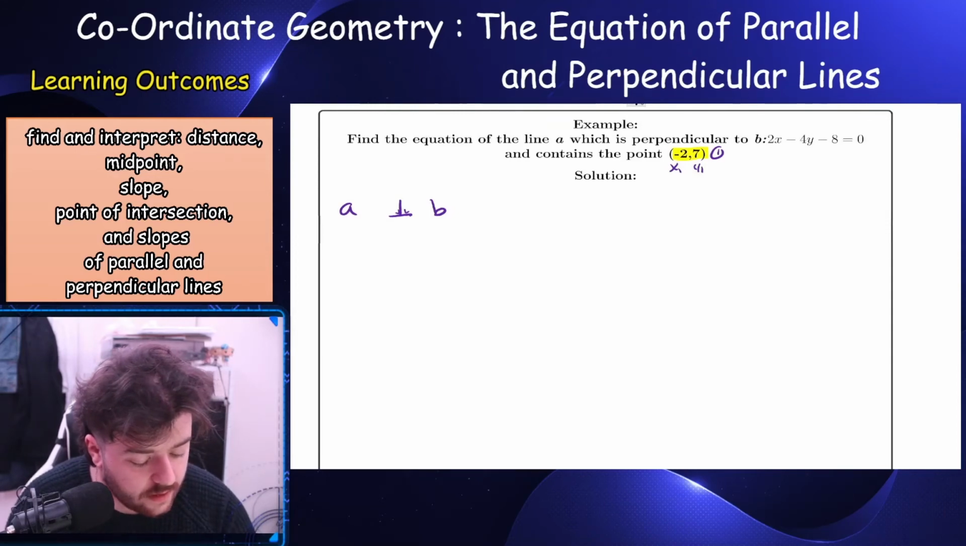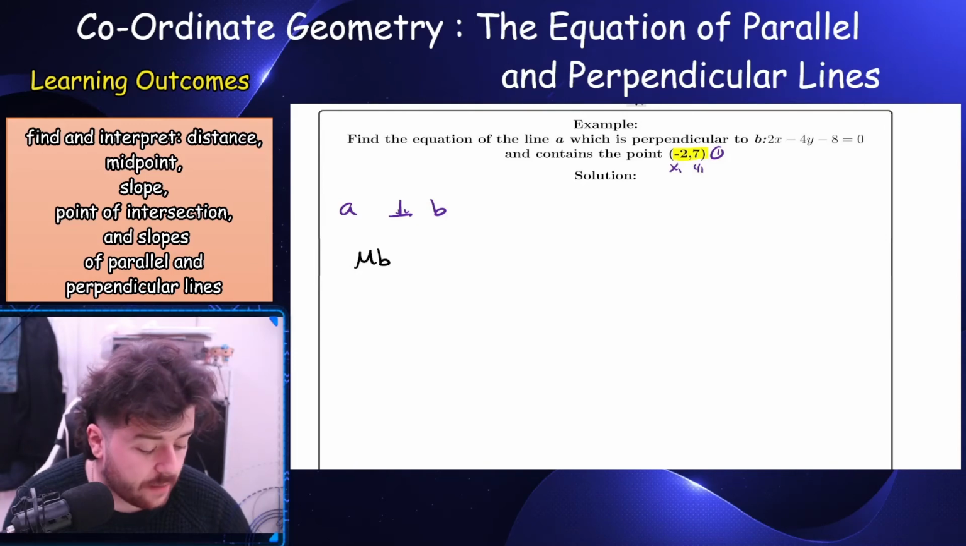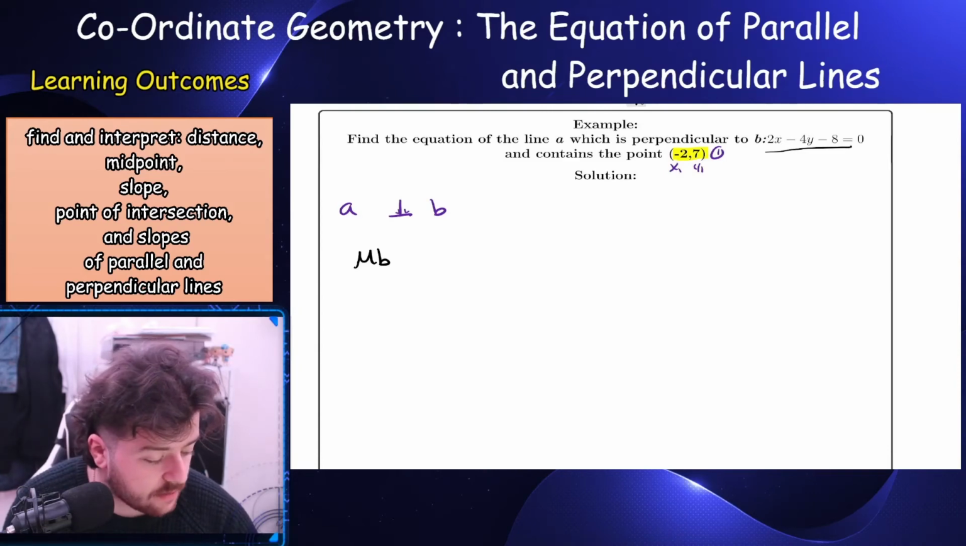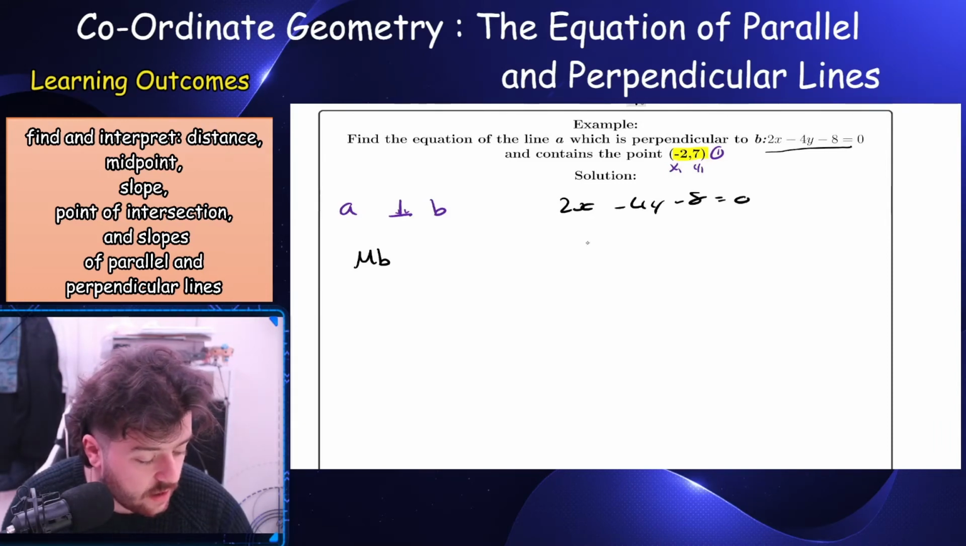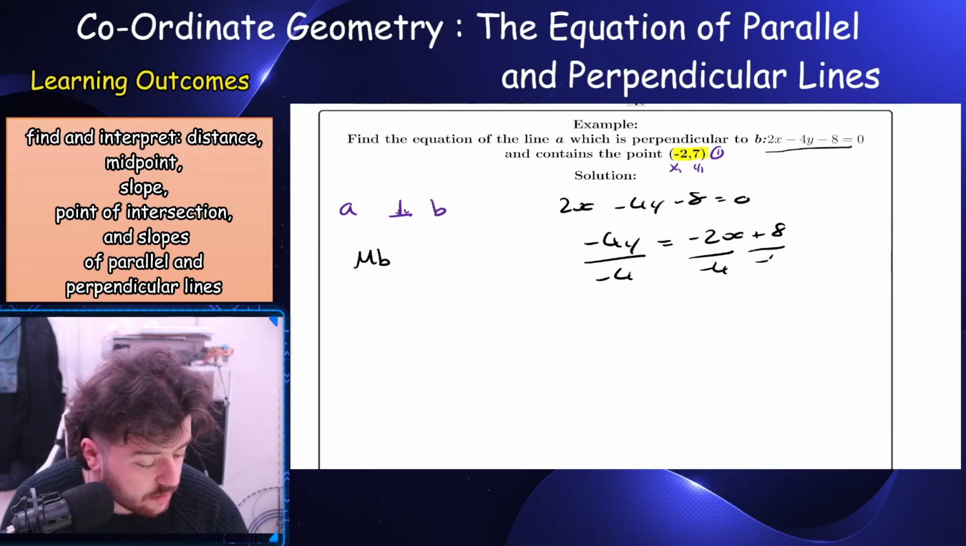So I need to find my slope mB. So how do I find that? Well, I'm going to rewrite this formula in the form y equals mx plus c. So I have 2x minus 4y minus 8 is equal to 0. So I have minus 4y is equal to minus 2x plus 8. Now I'm dividing both sides by minus 4, so each term by minus 4.